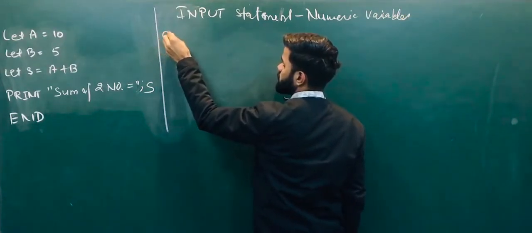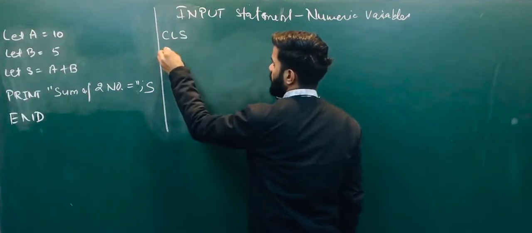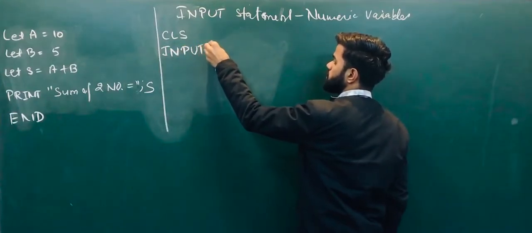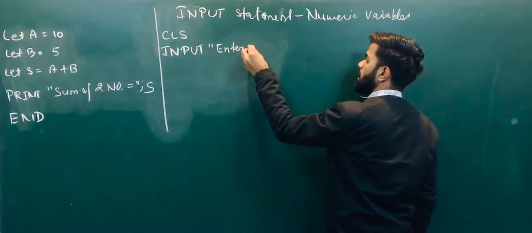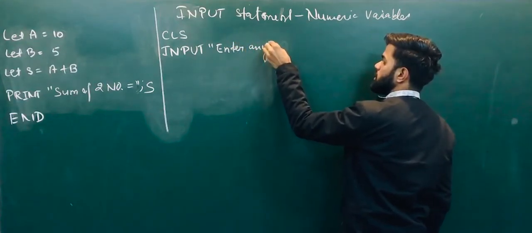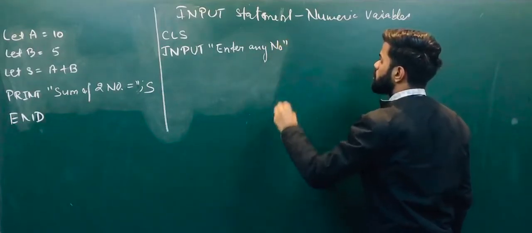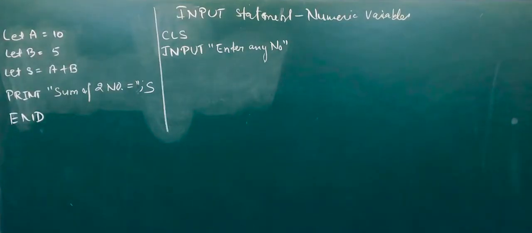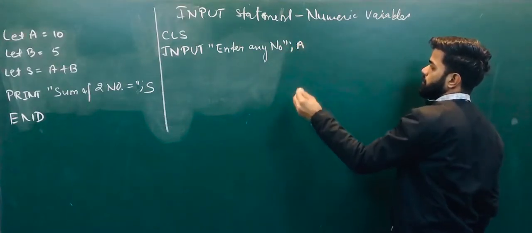First we write CLS, clear screen, and then we write here input, "enter any number", and now after this we can close this. In this statement, we see "enter any number", and whatever number is entered by the user will be stored in variable a.